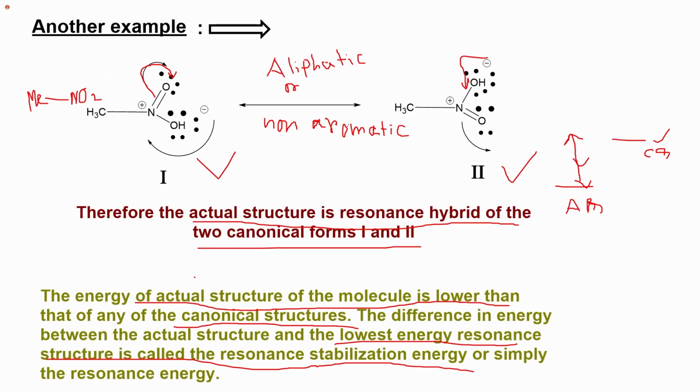Therefore the actual structure is the resonance hybrid of the two canonical forms 1 and 2, and the energy of the actual structure of this molecule is lower than that of any of the canonical structures. The difference in energy between the actual structure and the lowest energy resonance structure is called the resonance stabilization energy, or simply the resonance energy.